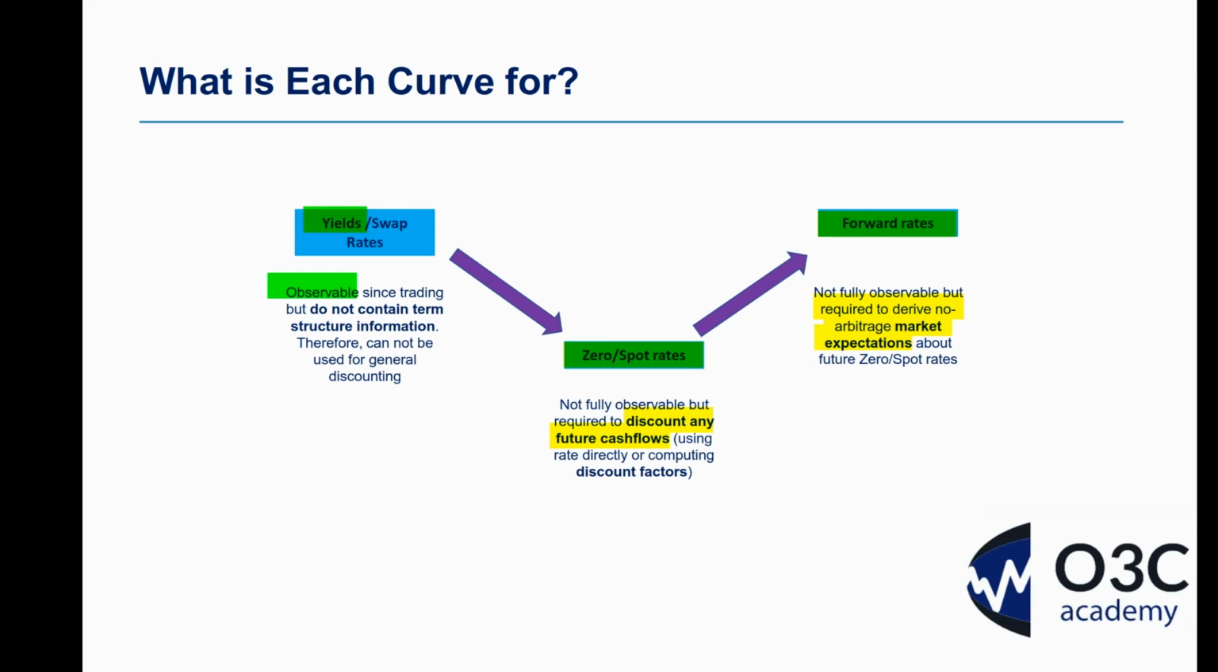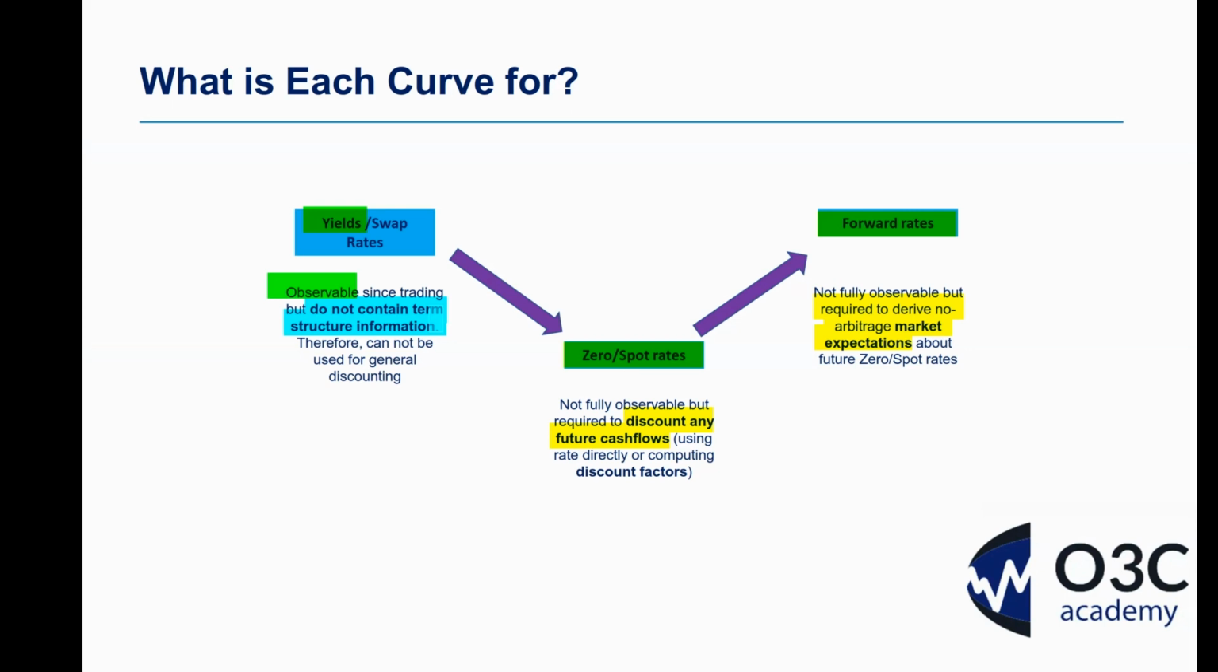The only issue that we have with yields and swap rates for that matter, but we'll discuss that on another session, is these don't contain what we call term structure information. They don't contain term structure information, so they can't be used for general discounting. They're perfect to use on that particular product, on that particular bond. But I'll say again, we can't use them for general discounting. We need those zero rates for that purpose.